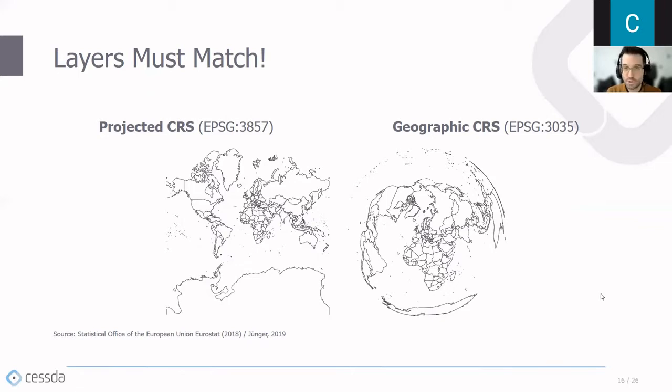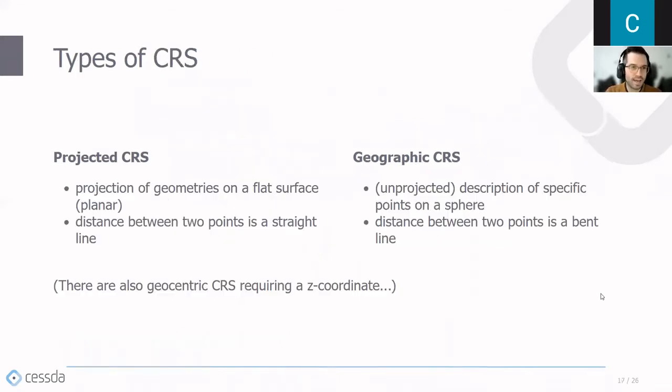Google Maps uses projected CRS, but there are also so-called geographic CRS, which more or less resemble Earth's curvature. The difference is that projected CRS project all geometries, for example points or lines, onto a flat surface. So it's really a flat Earth, as you can see here, and the distance between two points is an actual straight line.